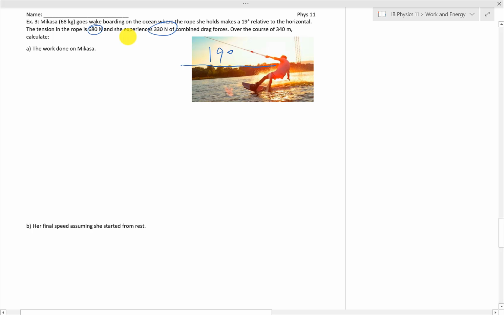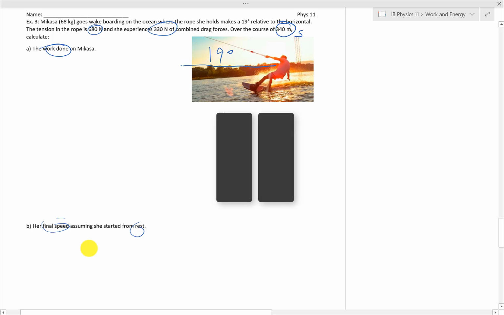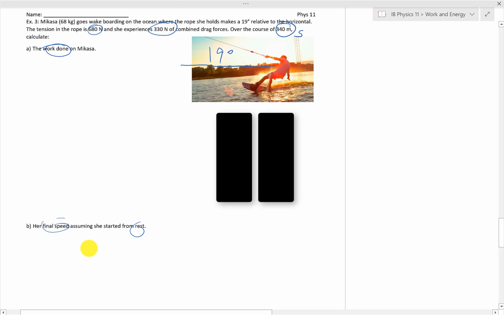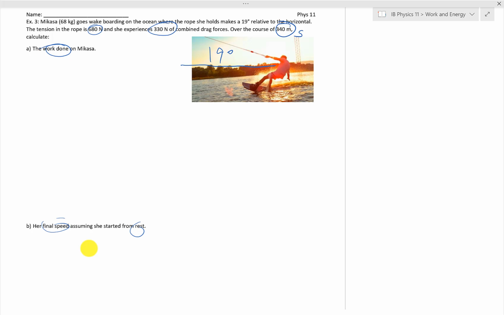Okay, so you probably need to draw a free body diagram there. Over the course of 340 meters, you want to find the work done on Mikasa. Hint, hint, that's the work done by the net forces. And second question, you want her final speed, assuming she started from rest. Ooh, you like starting from rest. Okay, so here is a good time to pause the video for you to try this problem. And now it's my turn.